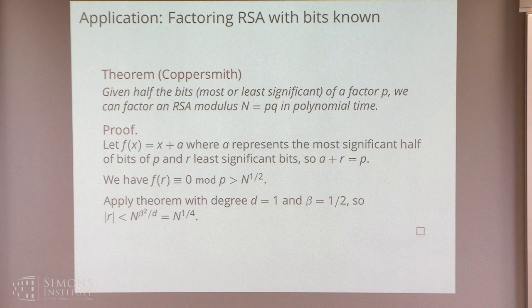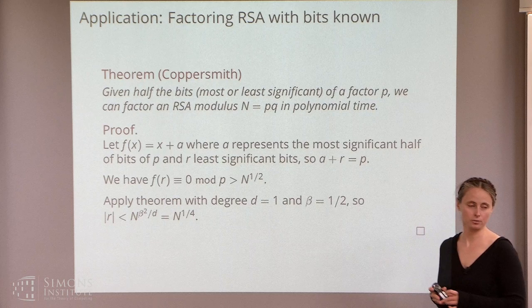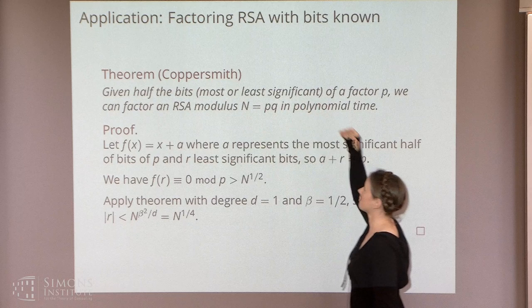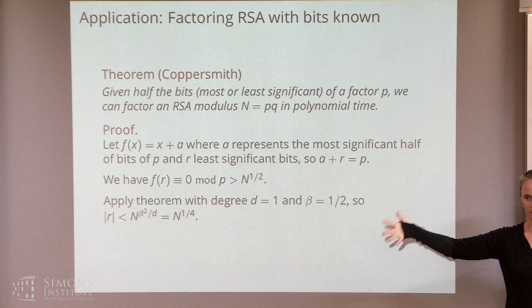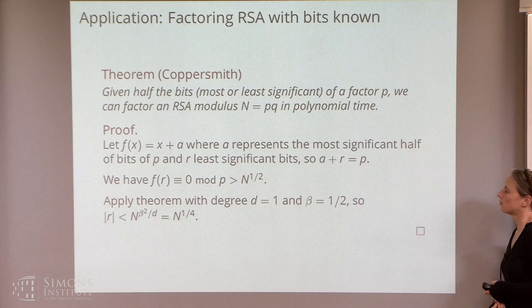One super interesting application of this theorem is factoring with partial knowledge. If you were given half of the bits, say the most or least significant half of the bits, of one of the factors p of an RSA modulus p times q, then you can factor the modulus in polynomial time. The proof is super simple.